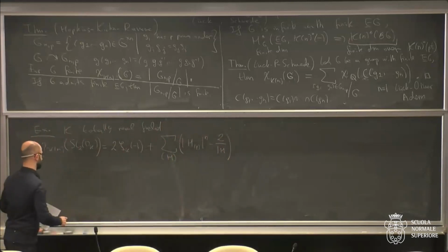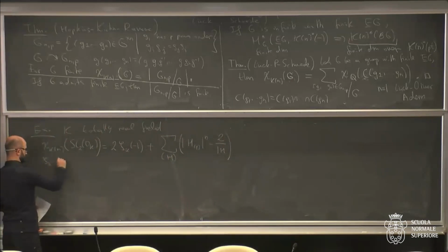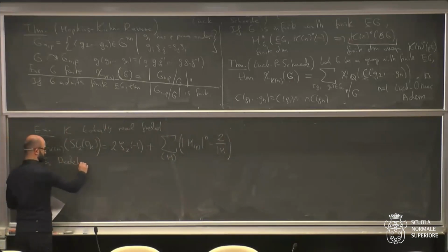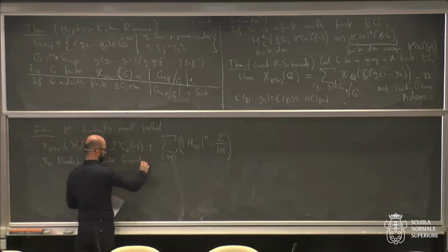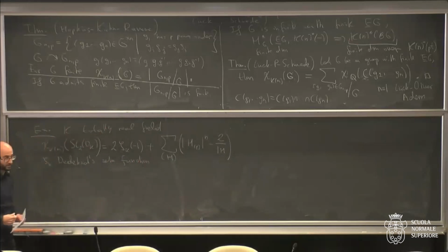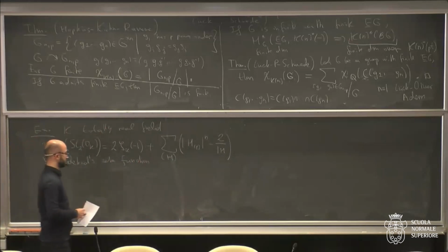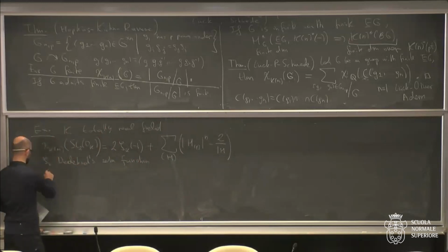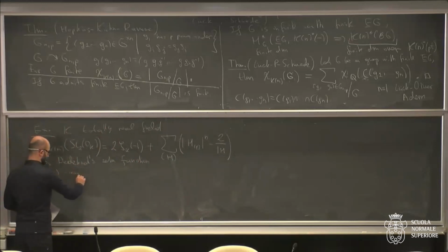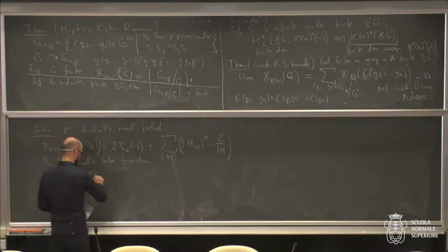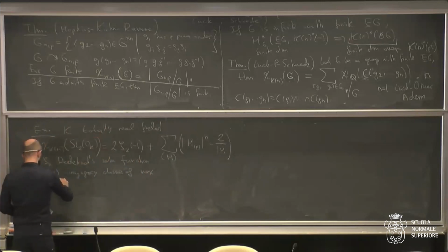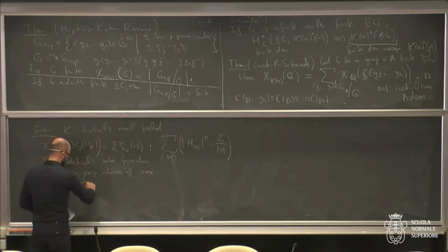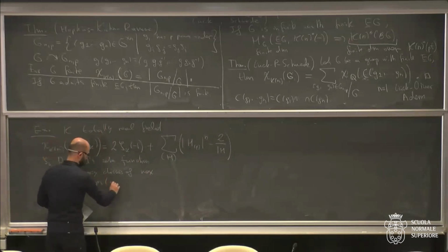Okay, so what are these things? Zeta_K is the Dedekind zeta function. It is the Riemann zeta function when K is equal to Q, but in general, it's not the Riemann zeta function. And here h runs over conjugacy classes of maximal finite subgroups. Turns out that they are all abelian in this case.